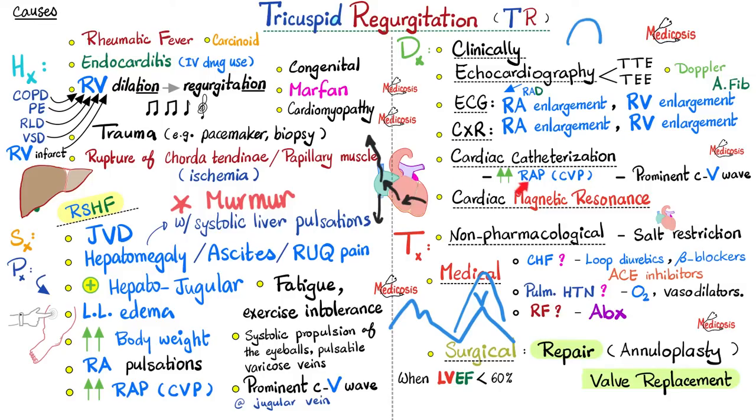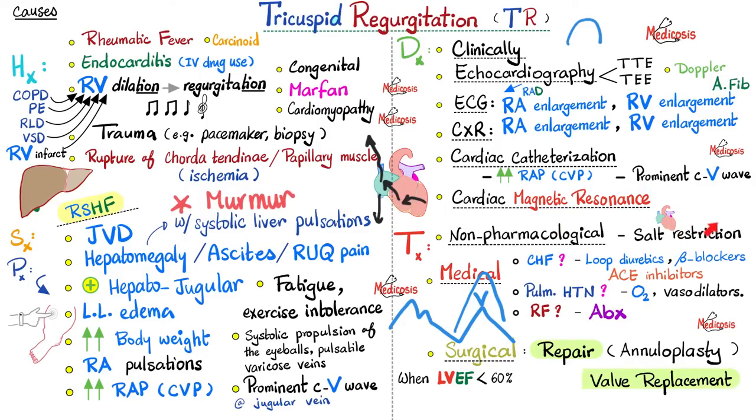If we do chest x-ray, we find right atrial enlargement and right ventricular enlargement, or cardiomegaly. If you do cardiac cath, we can measure the elevated right atrial pressure and we can look at the prominent V wave on the jugular venous waveforms. Cardiac magnetic resonance can help. And then to management. How can we manage tricuspid regurgitation?